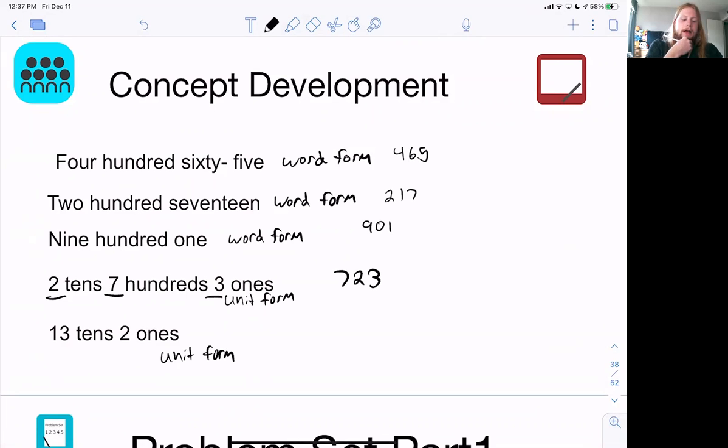All right, and the last part is I have 13 tens and 2 ones. So 13 tens, 1 ten is worth 10, but 13 of them, let's think. So I have 13 tens. That is equal to 130. Because 13 tens, I have to count 10 13 times. And then I still have my 2 ones, so that makes 132.